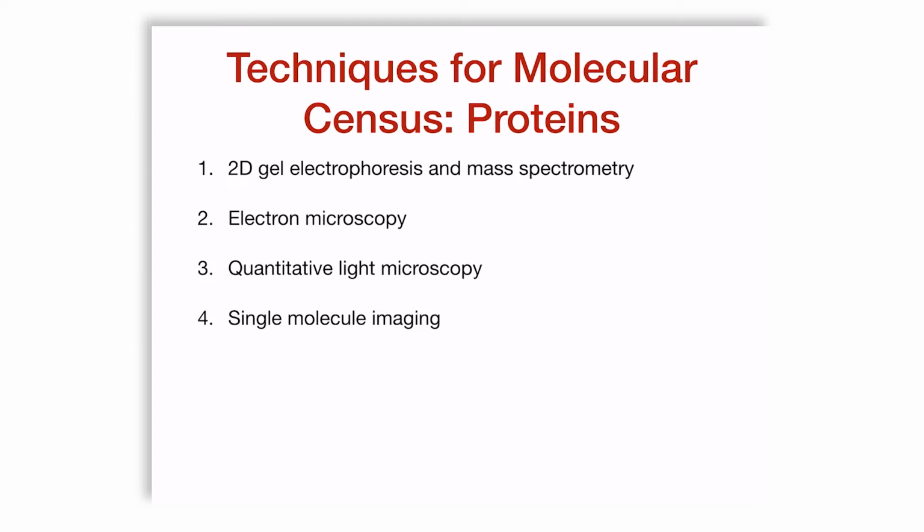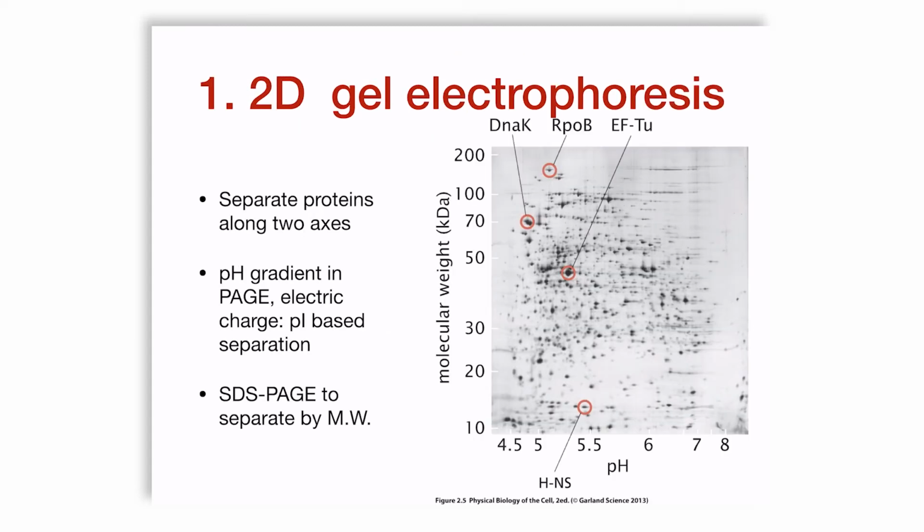Now, one of the numbers that we talked at length about is the protein abundance in a cell in E. coli. And the most powerful technique for examining protein abundance was 2D gel electrophoresis followed by mass spectrometry. So we're going to go to that first.